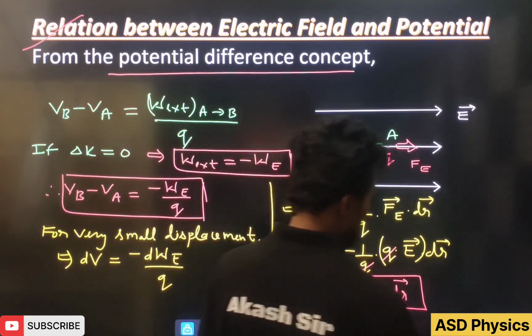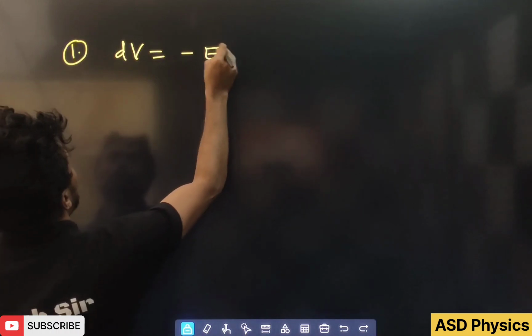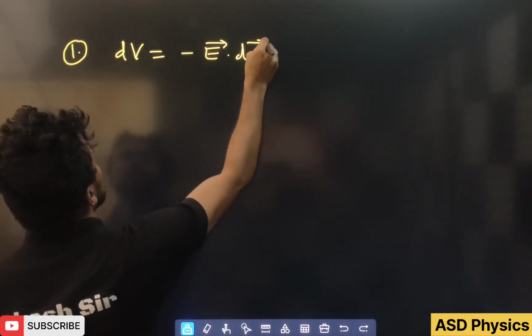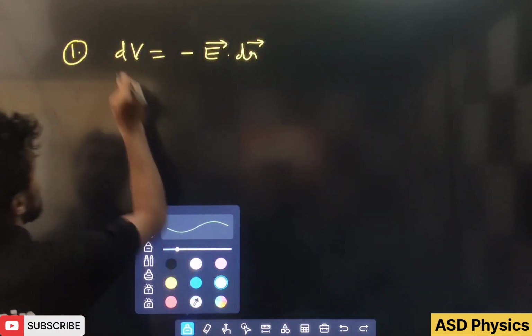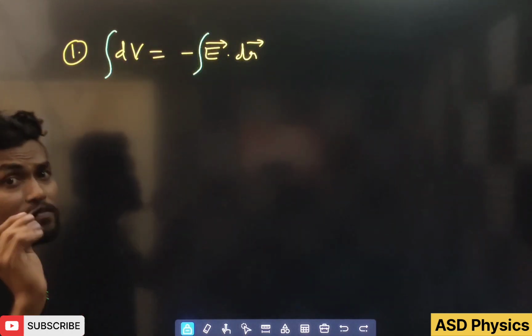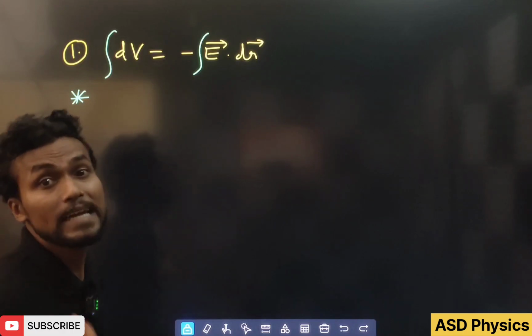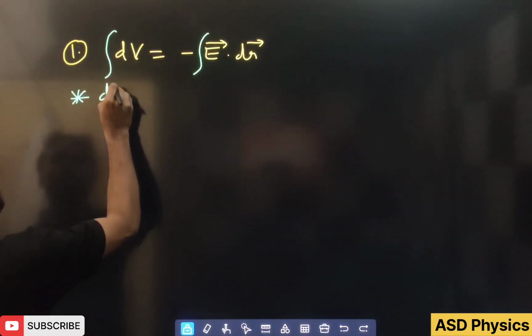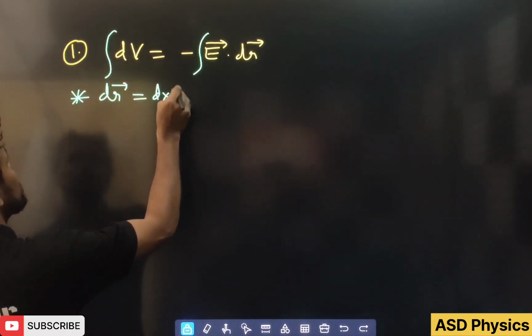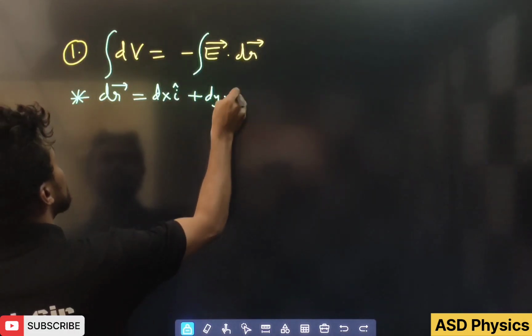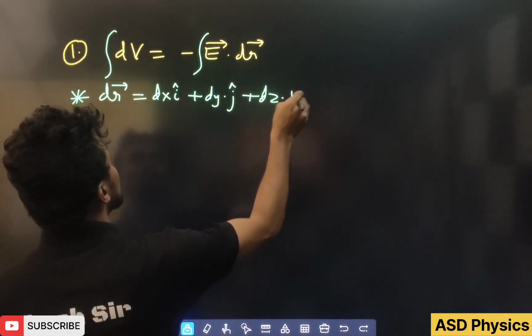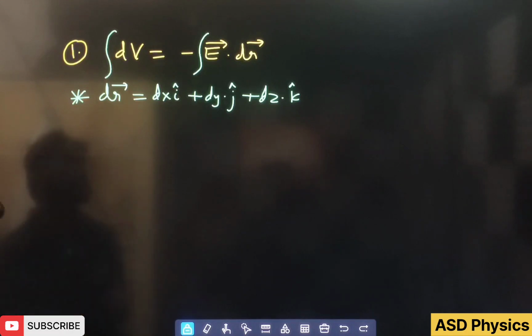Now students, we will write some formulas related to this, formulas to solve numericals. First one, as I have got, dV equal to minus E dot dr, and here we will put the integration sign. Whenever we use this expression, please remember that if the electric field is given in terms of i cap, j cap, k cap, then dr will be dx i cap plus dy j cap plus dz k cap. Remember that this is called the displacement vector.